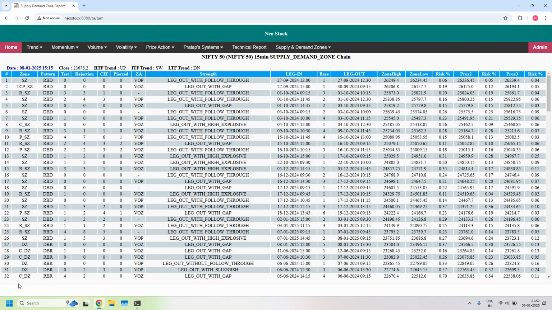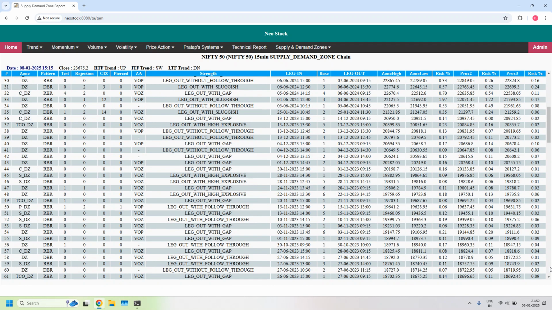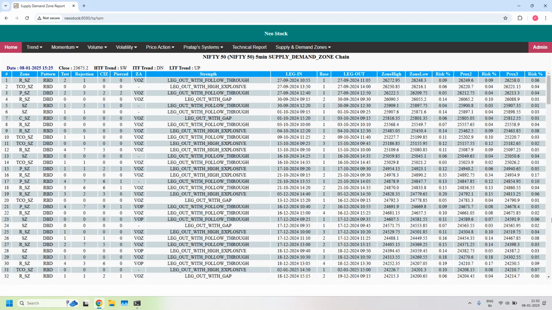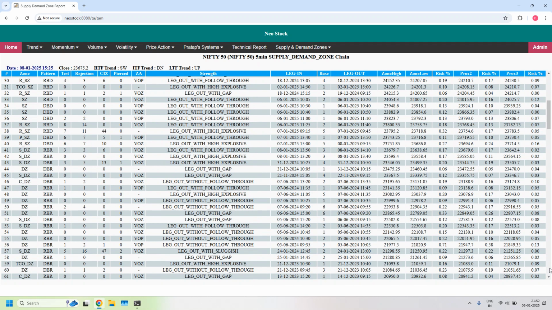We have very few demand zones here. I am scrolling the list down to access more demand zones. Okay, next, 5 minutes supply demand zone chain for NIFTY. All these are supply zones. To get demand zones, I am scrolling the list down. Okay, this is about NIFTY supply demand zone chain.